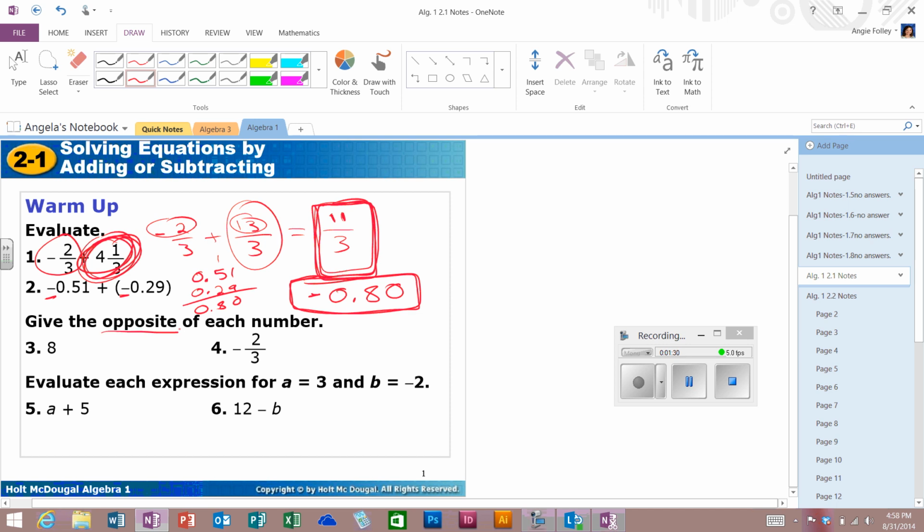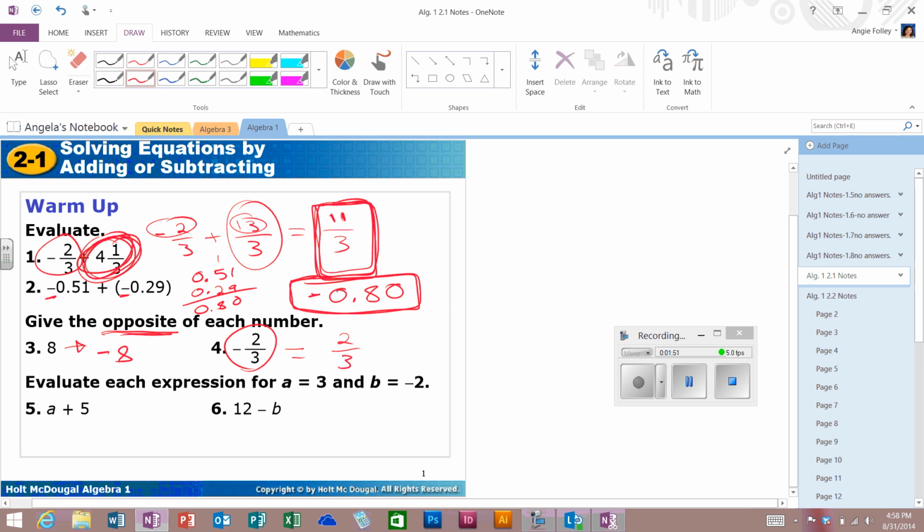All right, so we're going to give the opposite of each number, and all the opposite means is either the negative or the positive. So if I have a positive 8, the opposite is a negative 8. This is not the reciprocal. Please don't mix the opposite up with the reciprocal. If I have a negative 2/3, the opposite is just a positive 2/3, okay?